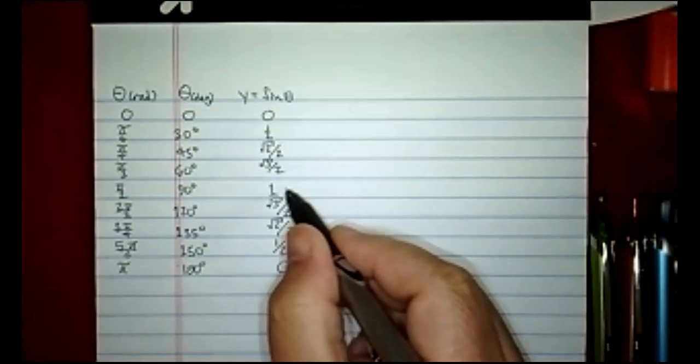Notice the symmetry. Root 3 over 2, root 3 over 2. Root 2 over 2, down 2, root 2 over 2. Up 3, 1/2, down 3, 1/2. Up 4, 0, down 4, 0. So now we can jump to the next value, which is 7 pi over 6.